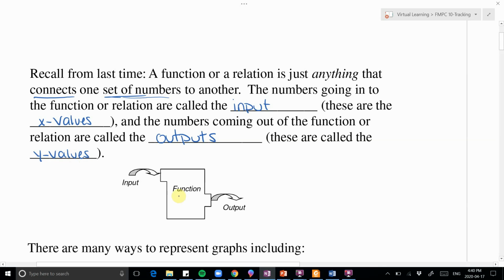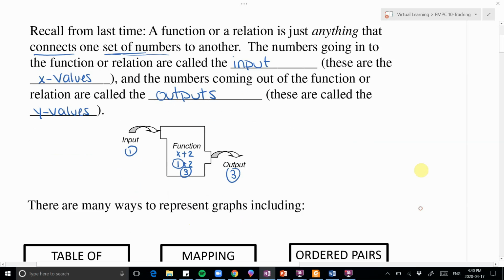So for example, if we've been looking at this function x plus 2, the input is what we put in, right? So let's say that we were dealing with an input of 1. When we put that 1 in for x, we get the number 3, right? 1 plus 2 is 3. That is our output. So our function is the relationship between x and y.